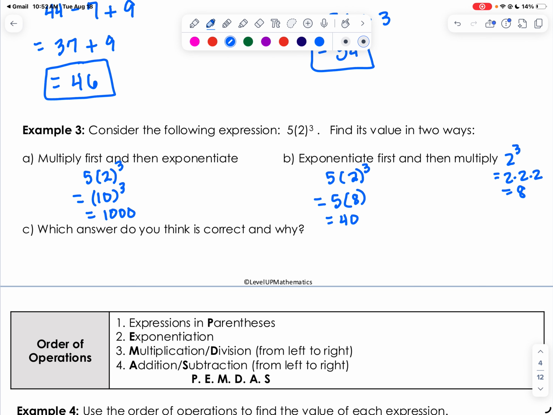All right, so we get 40. Which answer do you think is correct and why? Pause the video and see if you can write something down. When you're ready to check your answer, press play.